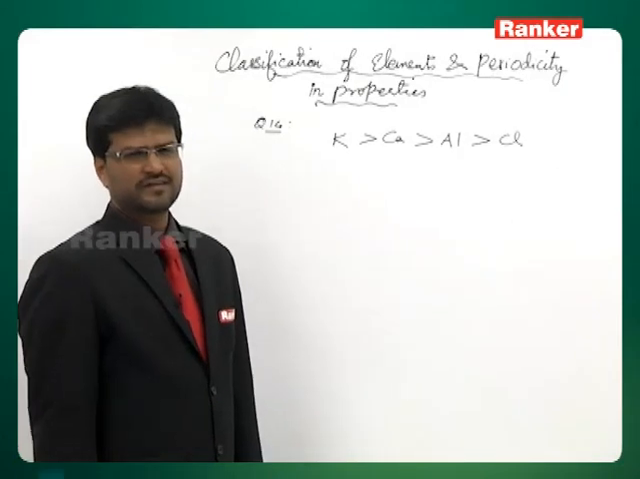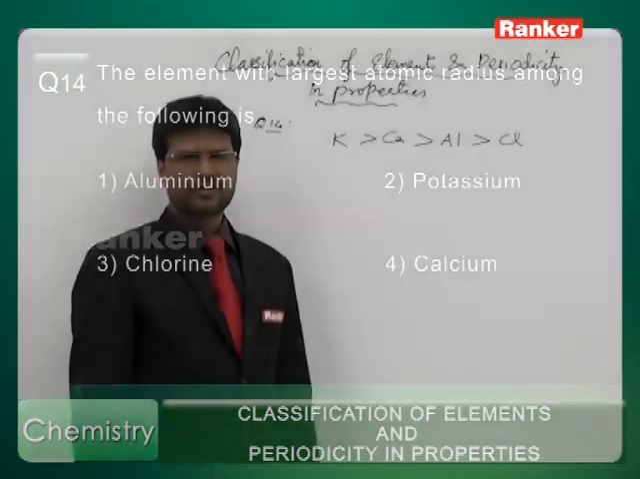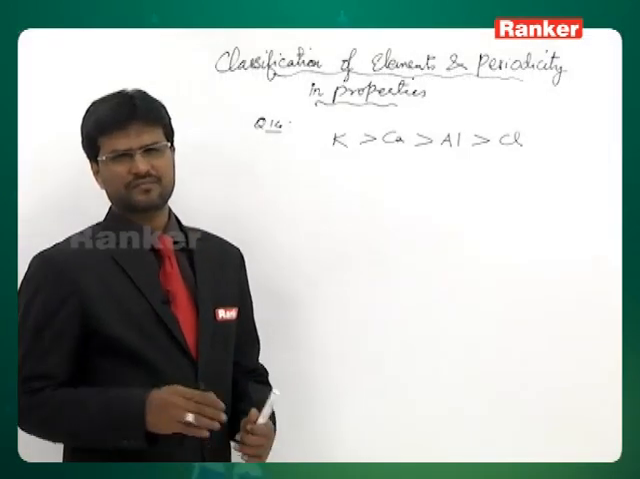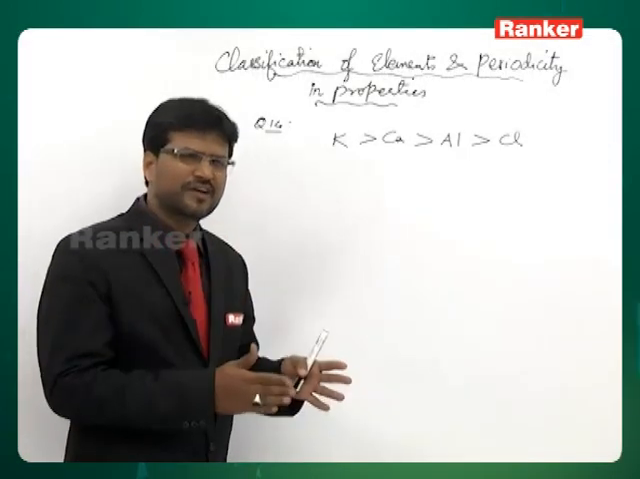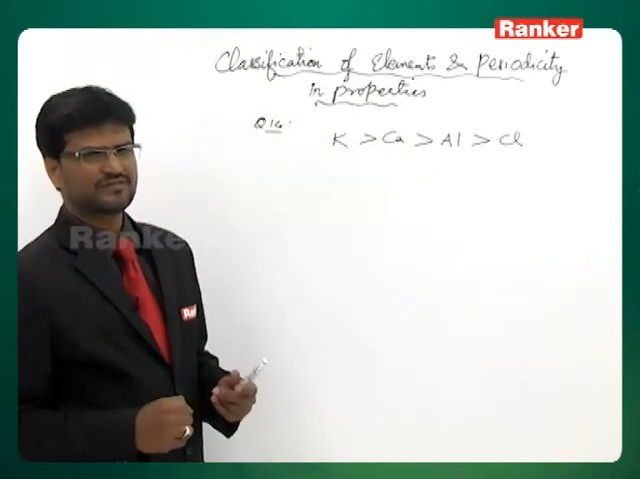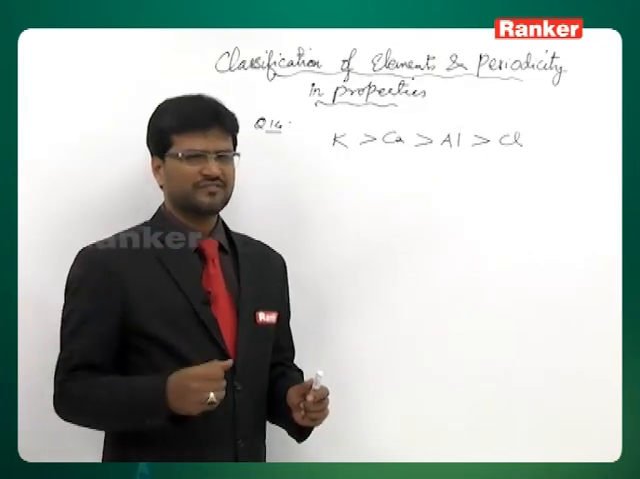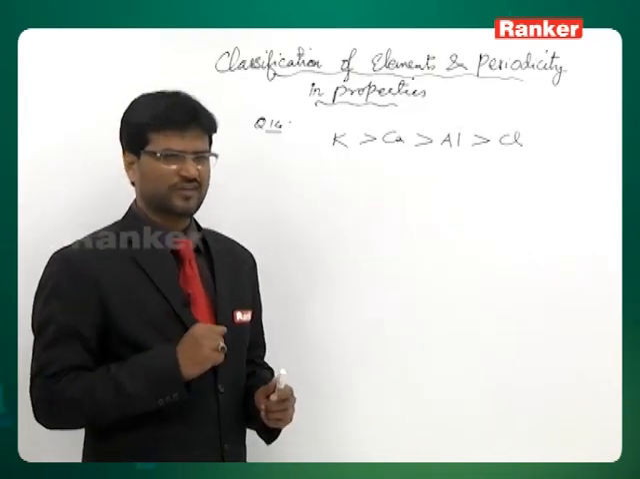Question number 14. The element with largest atomic radius among the following is: options given are aluminium, potassium, chlorine, and calcium. We know across a period size decreases from left to right. At the extreme left you have the largest atom, and on the extreme right you have the smallest one. Extreme right means halogens. In noble gases the case is different because we consider van der Waals radius.